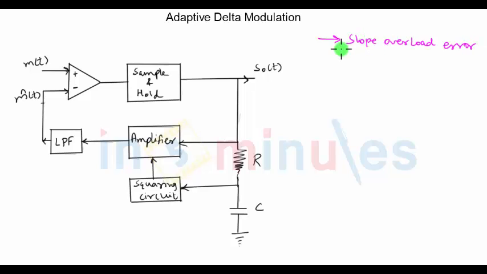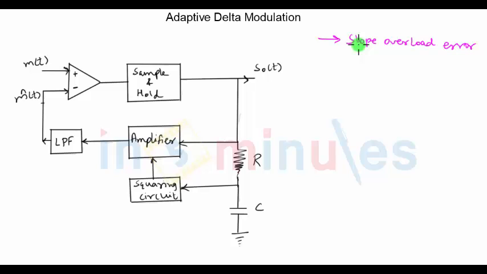This drawback occurs when m of t either increases or decreases with a very large slope. In that case, m cap t cannot catch up with m of t because m cap t increases with a fixed step size. Because it cannot catch up, m cap t will increase or decrease with the fixed constant step size, and hence the gap between m of t and m cap t will keep on increasing. Hence m cap t will not be able to follow m of t properly, and that was the slope overload error. It will happen if m of t is increasing very fast or decreasing very fast.